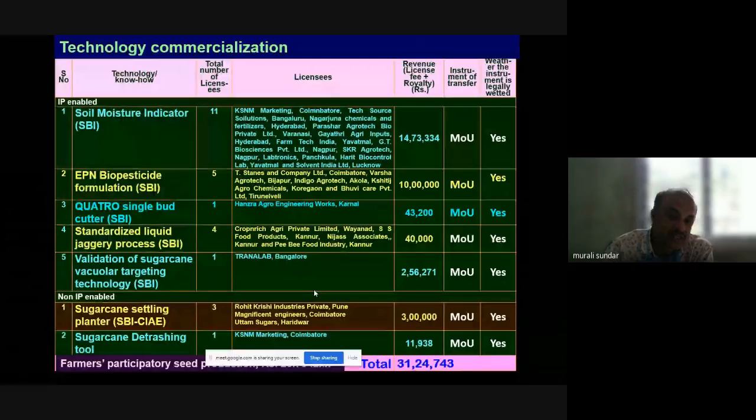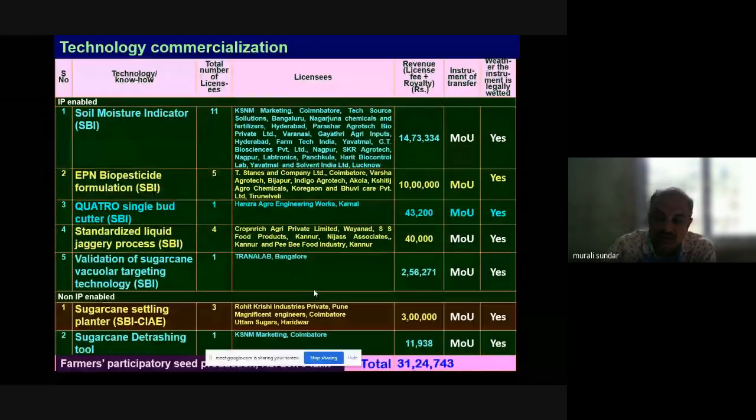Sugarcane offers a big platform for biofarming because more than 10,000 chemicals can be produced from sugarcane, bagasse, as well as molasses. So this is an advantage for sugarcane, and they are working on it.